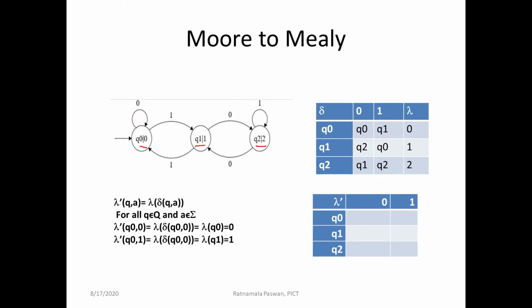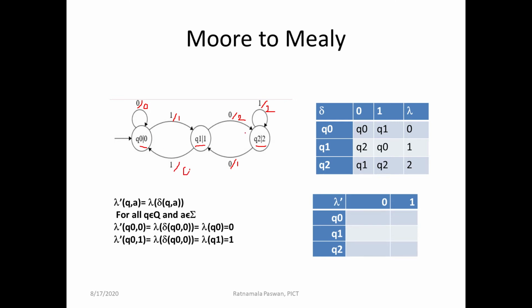As you can see, this transition has next state Q0 with output symbol 0, so we can mark this transition: input is 0, output is also 0. Here the next state is Q1 and the output associated with Q1 is 1, so we mark this as 1. Like this we can quickly complete it. Here also the next state is Q2 and output is 2. Next state is Q1, output is 1. And next state is Q0, so output is 0.